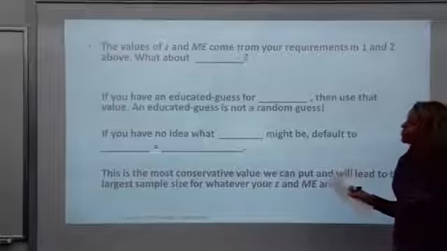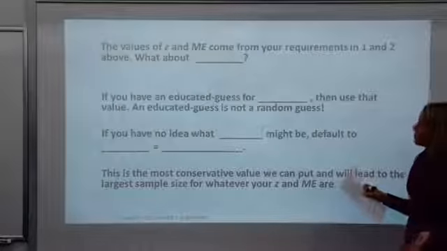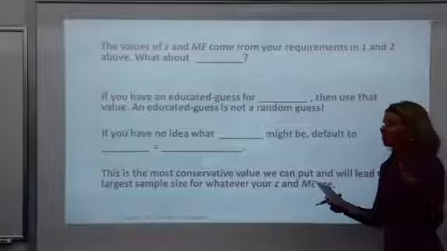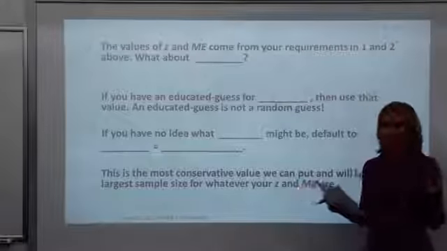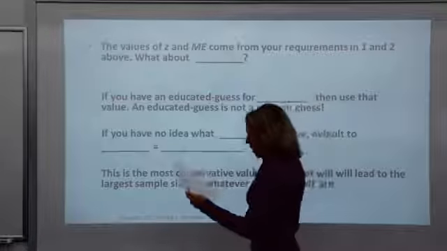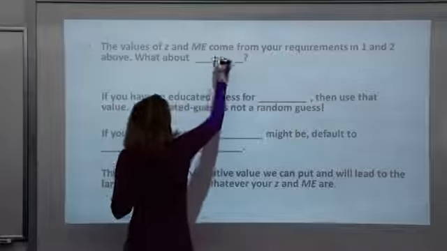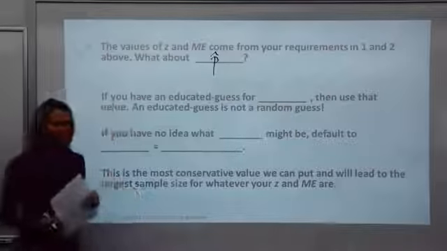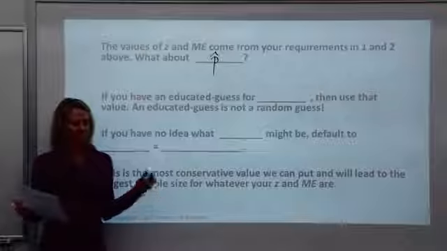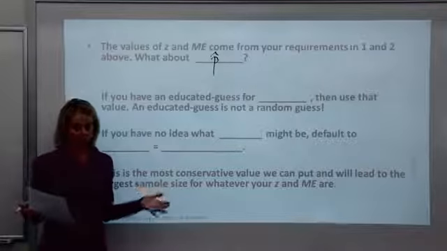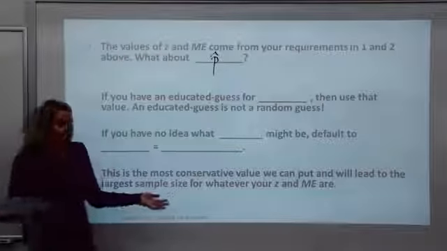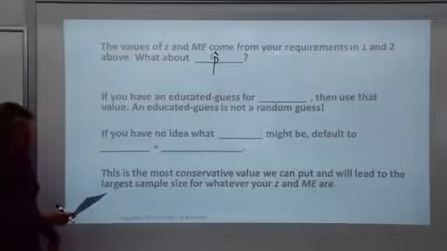The values for z and the margin of error come from the requirements that we had in 1 and 2 above. What margin of error did we require? What confidence level did we require? But what about the value of p hat? Where does that come from? Remember, you haven't collected data yet, right? P hat is the sample proportion. Well, you don't have a sample yet, so where does that p hat value come from?